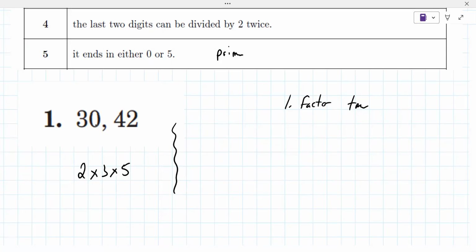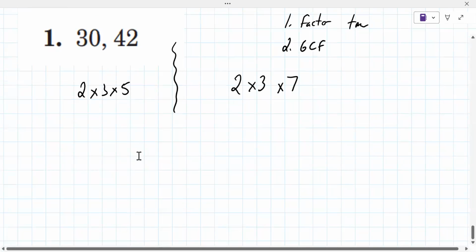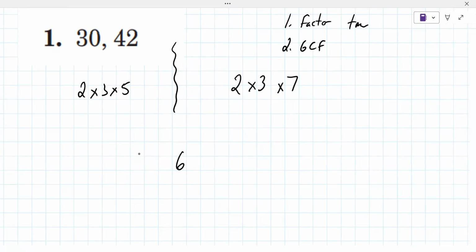So I got 2 times 3 times 7. Okay, now to find the GCF, what do you do? You bring down what they both have. So, 2 and then 3. So I got 6. 6, very good. And what that represents is the largest number that goes into both.